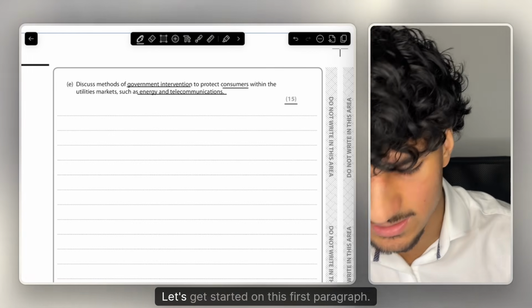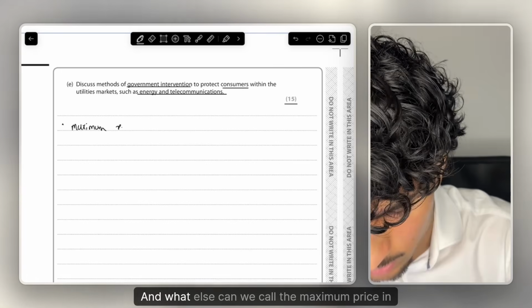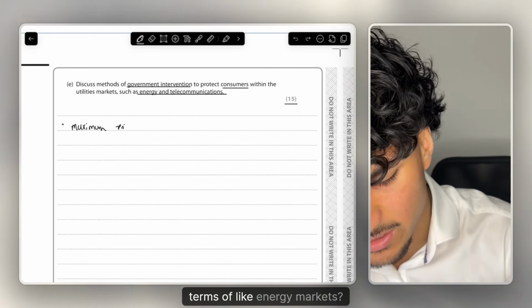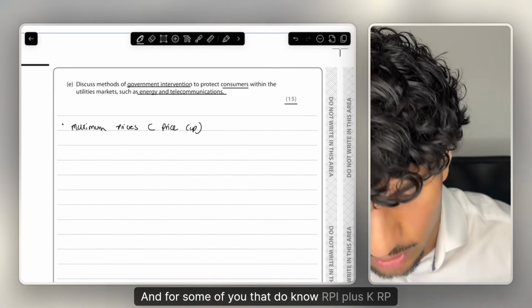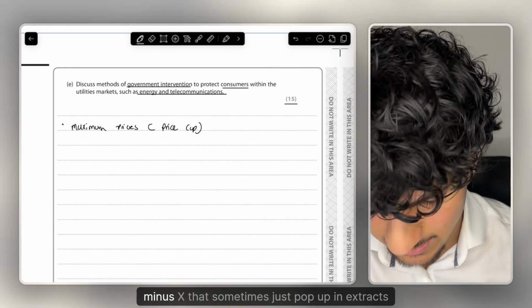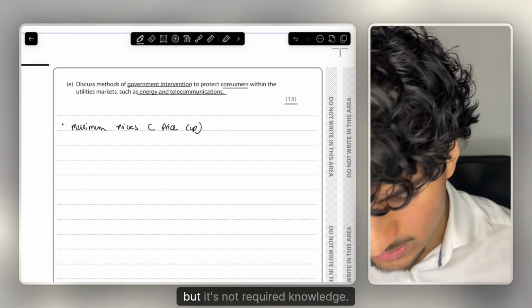But now let's go into depth with these paragraphs and let's see how I would write these out. Let's get started on this first paragraph, and like I said, we're going to do it on maximum prices. And what else can we call a maximum price in terms of energy markets? We could also call it a price cap. And for some of you that do know, RPI plus K, RPI minus X, that sometimes just pop up in extracts here or there. So that's a good thing to know, but it's not required knowledge.